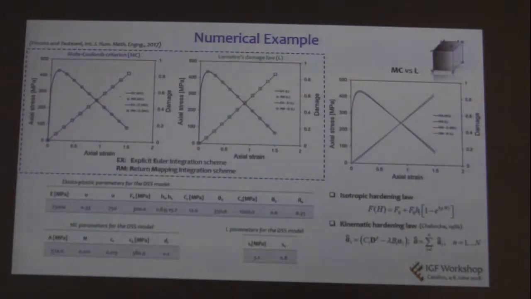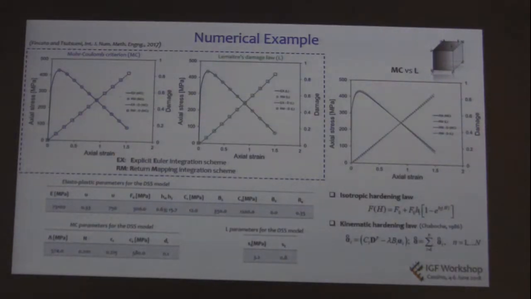Now, we implemented everything via a subroutine for the commercial code Abaqus, alternatively using two different failure criteria. We chose some material parameters, in this case aluminum 2024, and we set the damage parameters for both Mohr-Coulomb and Lemaitre in order to give almost the same damage evolution.